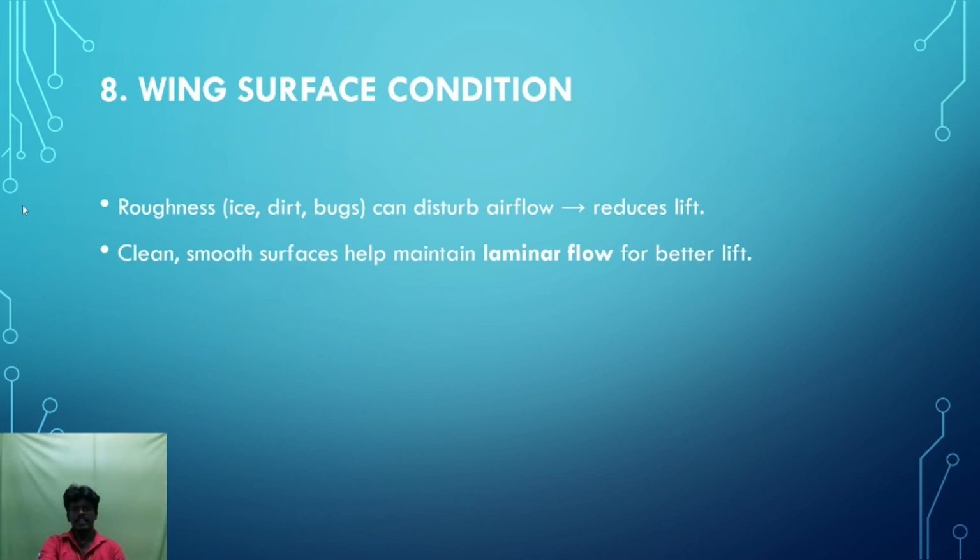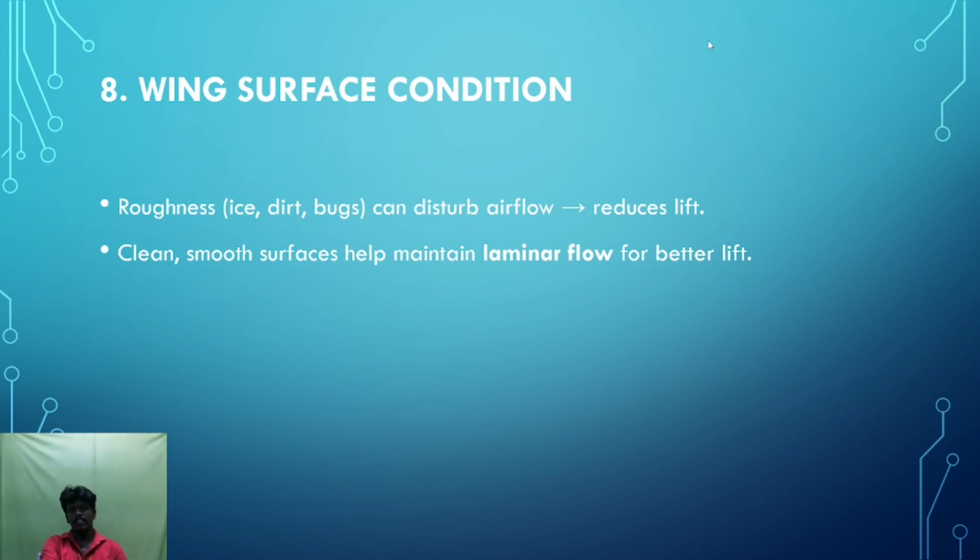Sometimes ice, dirt and bugs can disturb the airflow and reduce lift. In some cases, ice will form above the wings, under the wings, and in the rain areas. In some lights attract bugs, and they will die on the wings. It can disturb the flow and reduce the lift.